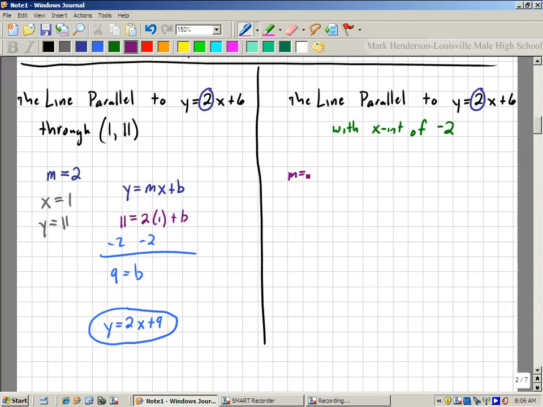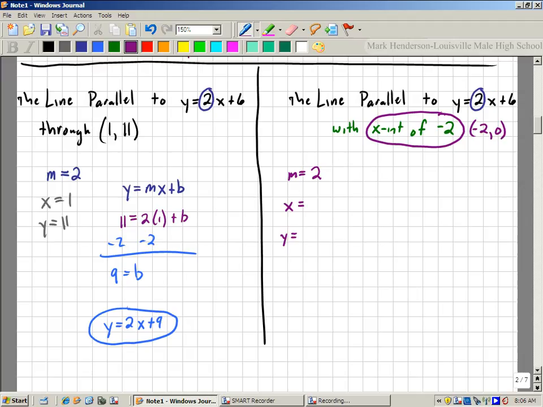So we know m here is going to be 2. How much is x going to be? And then y is going to be, okay. So here's what we do know. If it's an x-intercept of -2, it goes through a specific point. It goes through the point -2, 0. Do you all remember that?